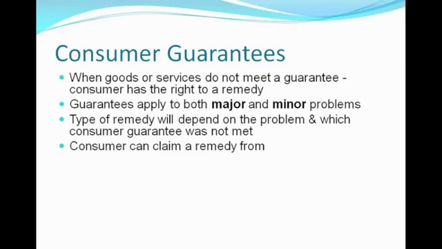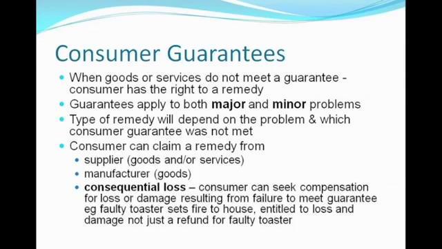Now, the remedy depends on whether you've got a major or a minor problem, big or little. And the consumer, under the law, can claim a remedy from the supplier of the goods or services, or the manufacturer of the goods. There's also a provision for consequential loss, which is a legal term which states that a consumer can seek compensation for loss or damage resulting from a failure to meet a guarantee.